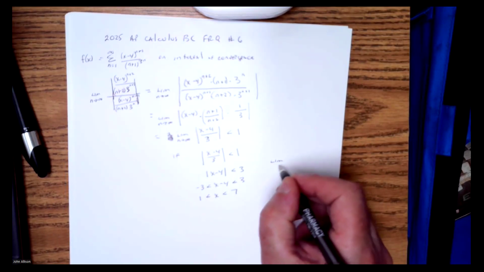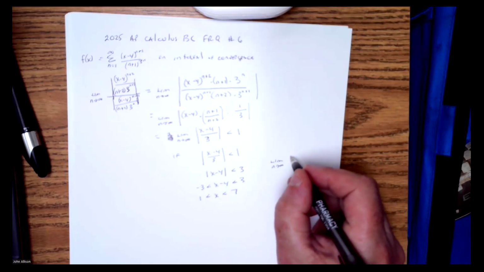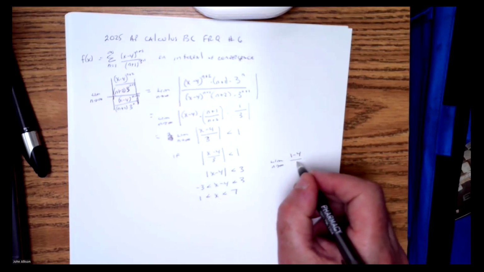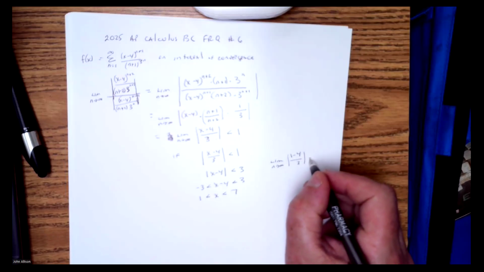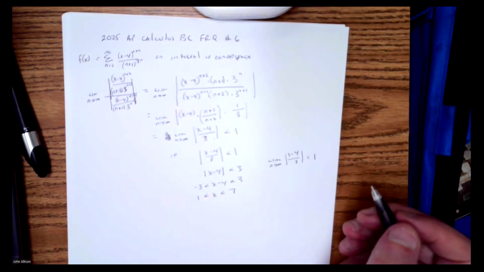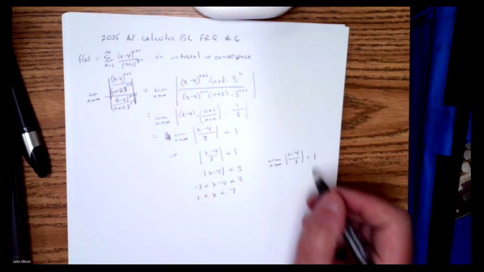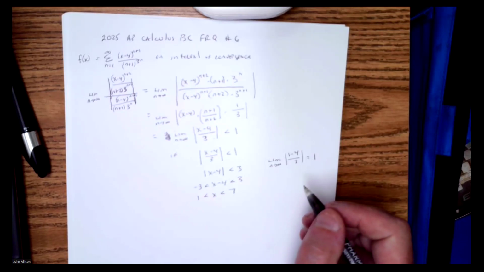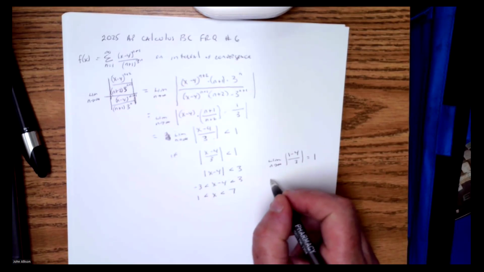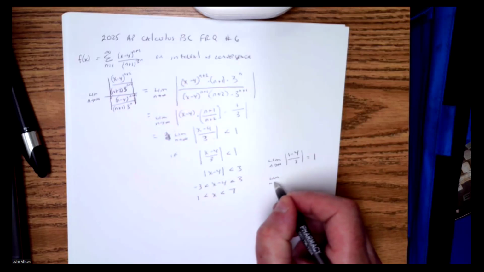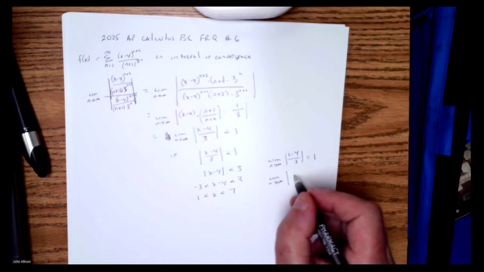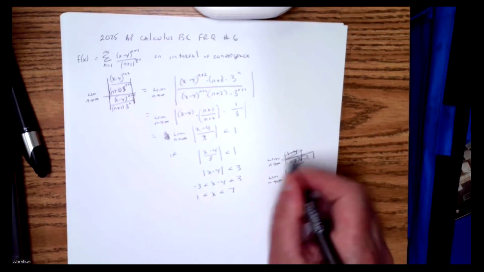So if we look at the limit as n goes to infinity of the absolute value of 1 minus 4 over 3, that equals negative 1. The absolute value is 1. It means it does not converge at 1. So the limit as n goes to infinity of, no, let's look at the original term, sorry. The original term.